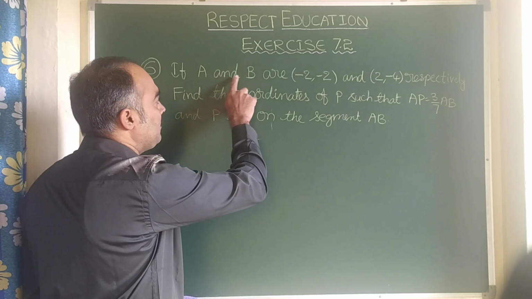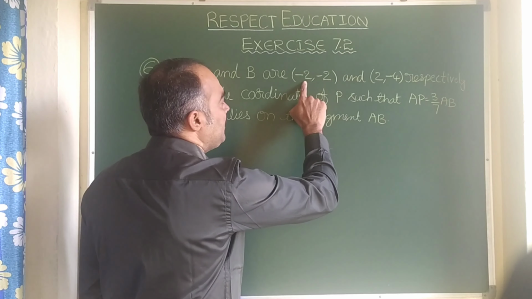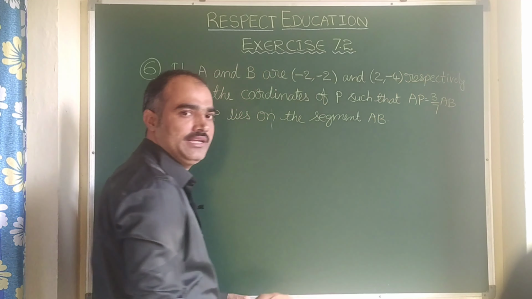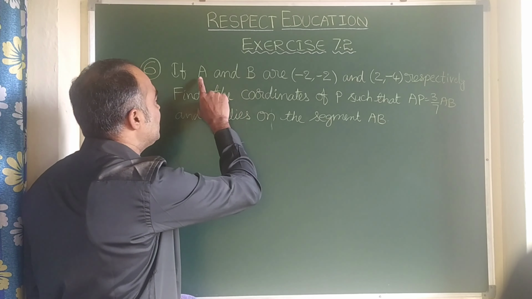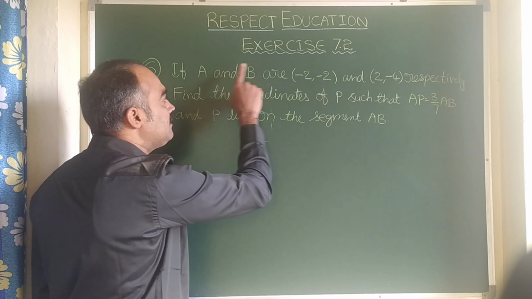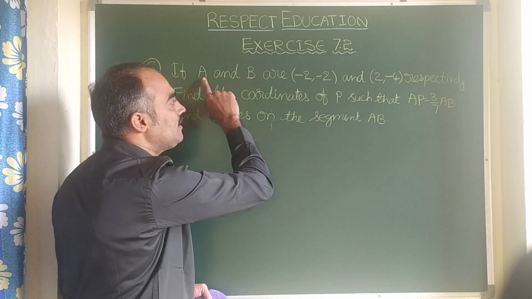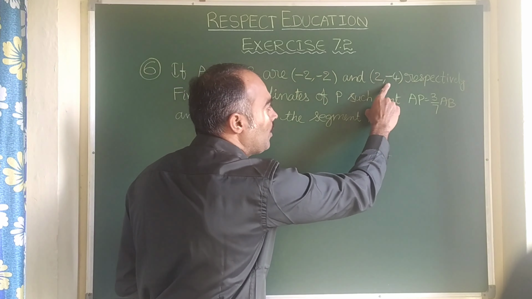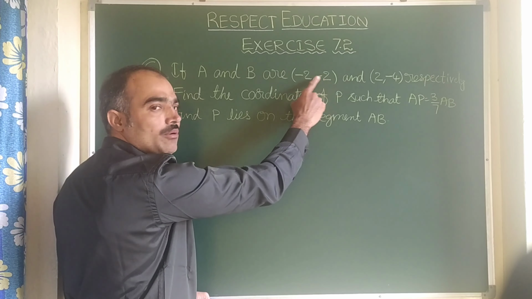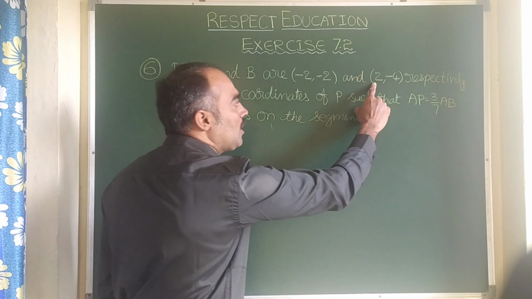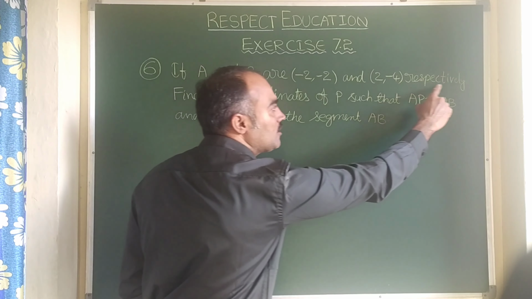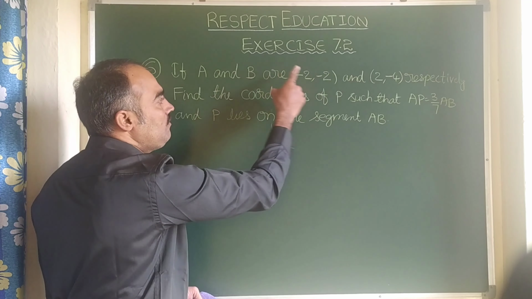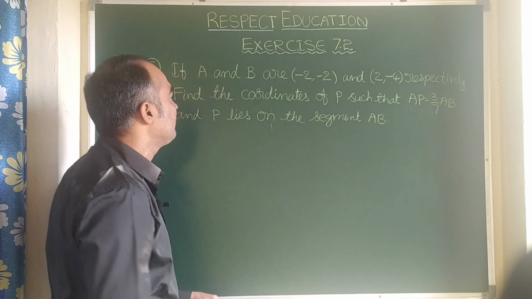If A and B are minus 2 comma minus 2 and 2 comma minus 4 respectively, the meaning is that this first value A is minus 2 comma minus 2. The first one is equal to the first one. The second letter B is equal to the second point. That means here minus 2 comma minus 2 is A, 2 comma minus 4 is B. That is the meaning of respectively. Respectively in the sense you can select in the same order: first one, second one.